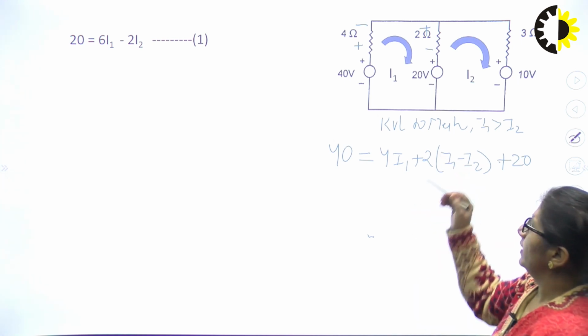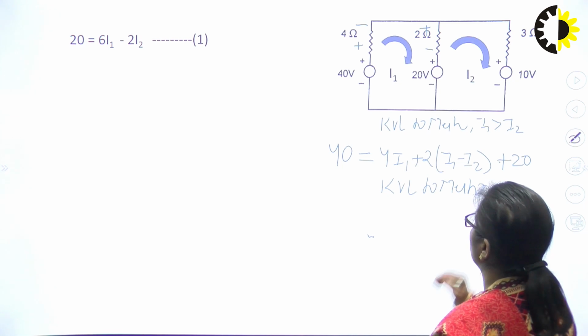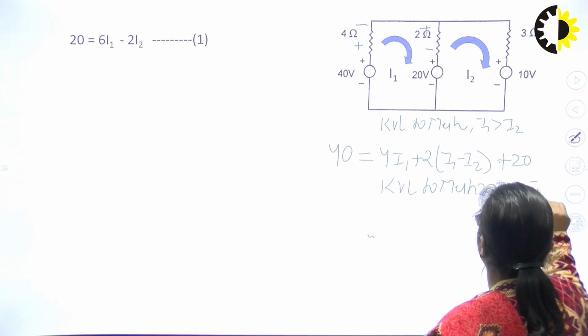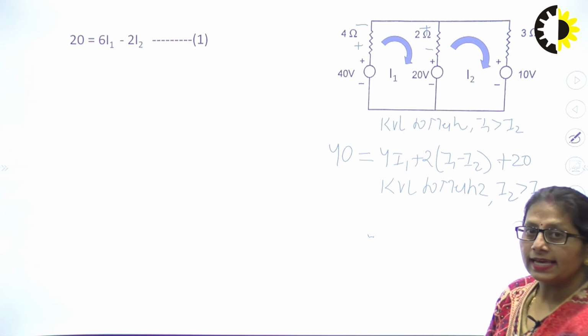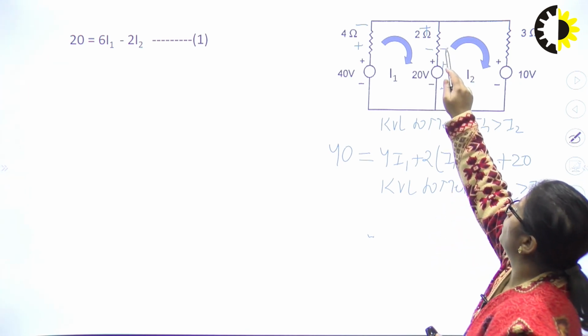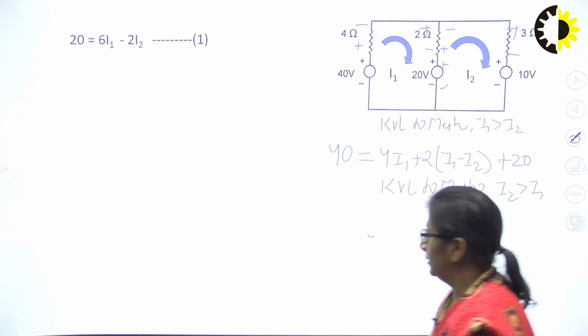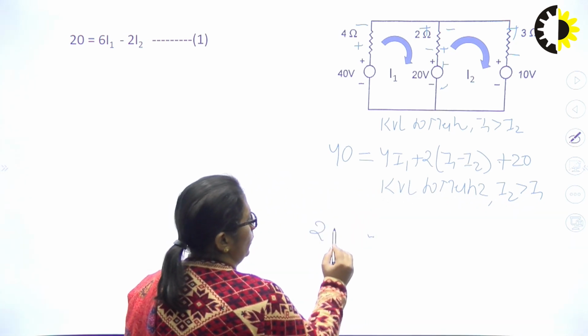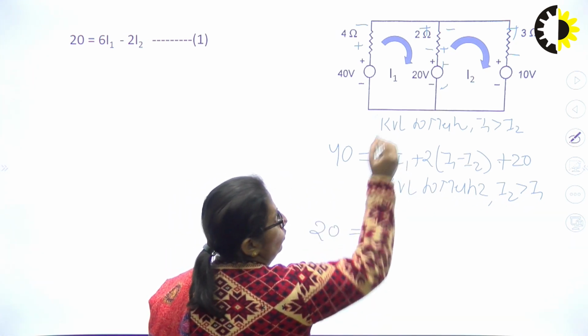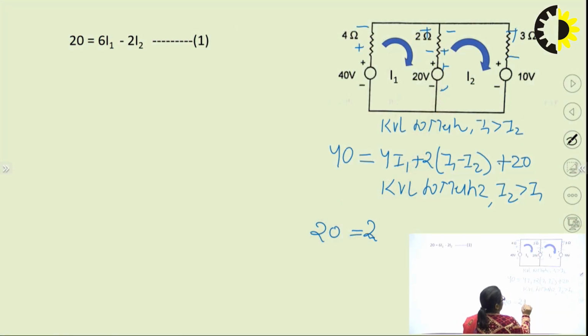Now, one is got, then applying KVL to mesh 2, once again. Now, this time I will consider I2 is greater than I1, right. In this case, I am starting from here, negative, positive, positive, negative, positive, negative, once again positive, negative. So, the equation now goes, this is 20 is equal to, negative, positive, positive, negative, 2, and this time the current is I2 minus I1, plus 3 I2.